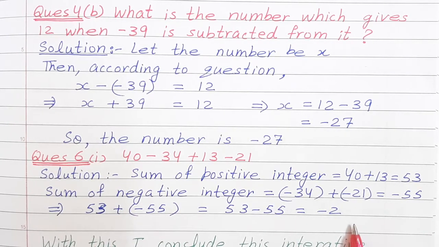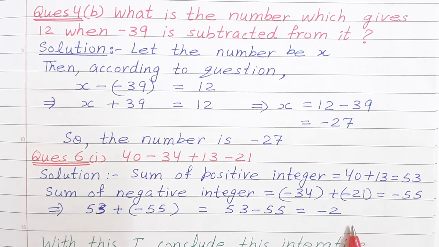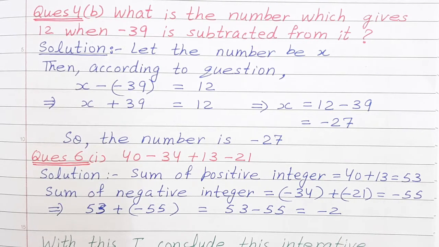Now children, I hope you all have understood very well how to add and subtract two negative numbers, right? Now with this, I conclude today's interactive session. I hope you have understood very well the concept of integers. Also, I request you to go through all the examples given in your book.